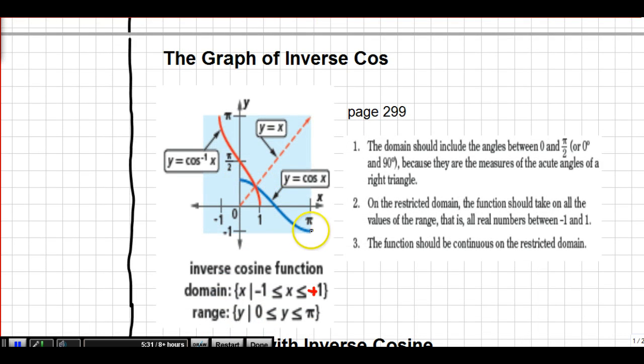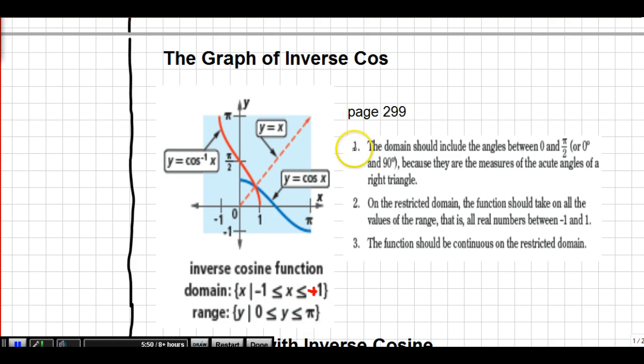Here's the original restricted cosine graph. Now we reflect it over this line y equals x, and we get the new red graph. There is an error in your textbook. The domain is listed as -1 to -1. Make sure that you have it listed as -1 to 1, and then the range becomes from 0 to pi, or from 0 to 180.